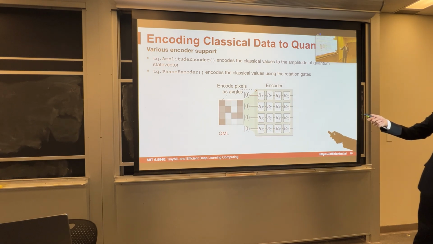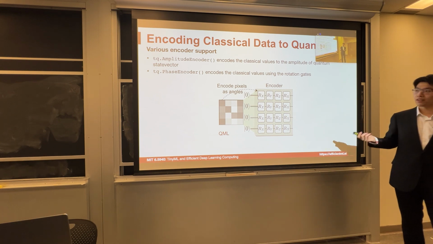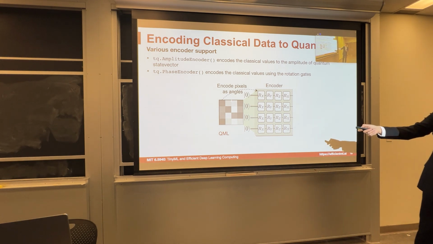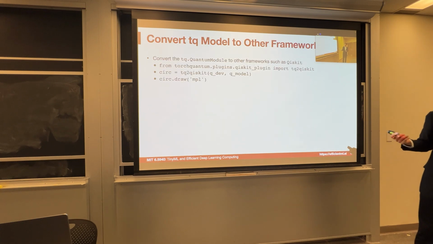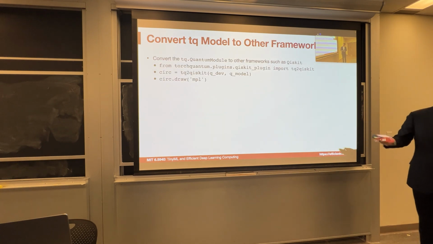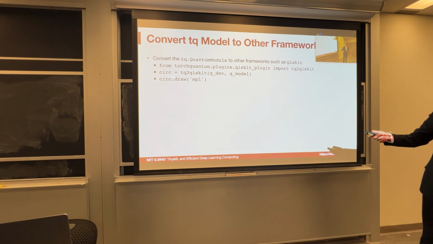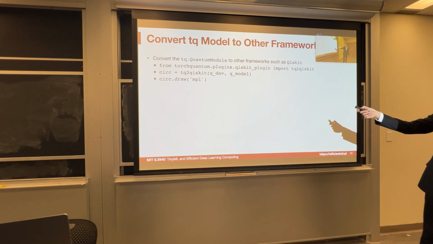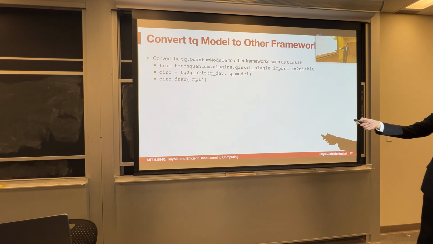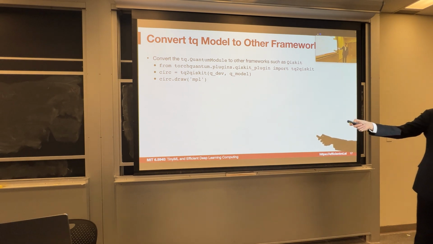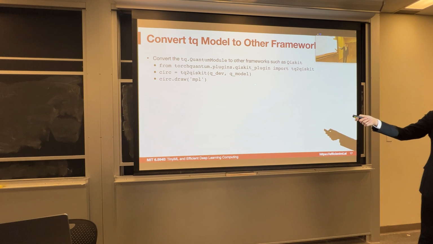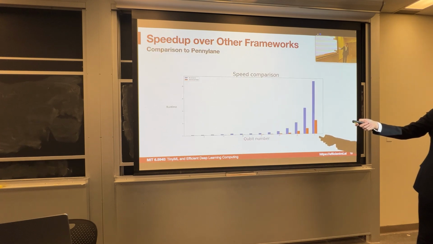And we also support different encoding methods, for example, the amplitude encoder and the phase encoder, to do arbitrary encoding for your different classical data or quantum data. So we also have these converters to other frameworks like Qiskit. You can just import the plugin here, and then you can specify the TQ to Qiskit and use this quantum model, and then you can also draw the result for that.